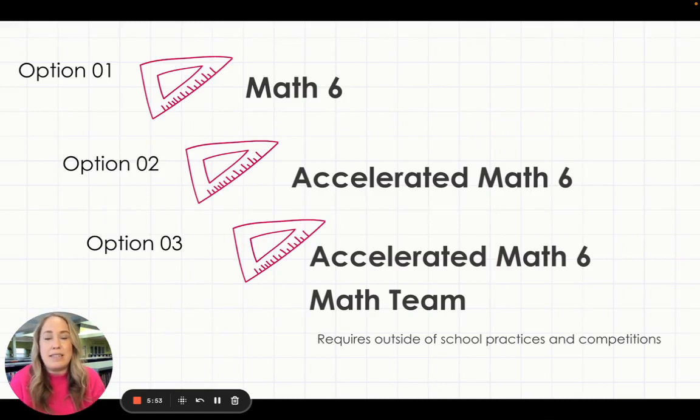So for math, you have 3 options. You have Math 6, Accelerated Math 6, and then Math Team. The biggest difference is for Math Team, you're expected to compete outside of school hours. They have Saturday competitions and after-school practices. There's another fee involved for registration of the competitions. So for Math Team, just know that there is an outside of school commitment.